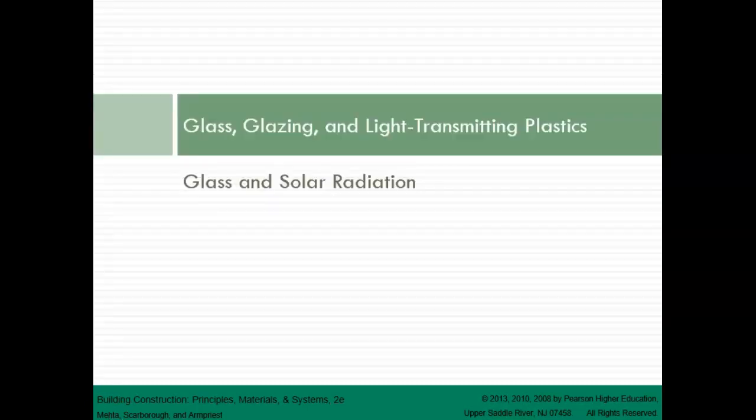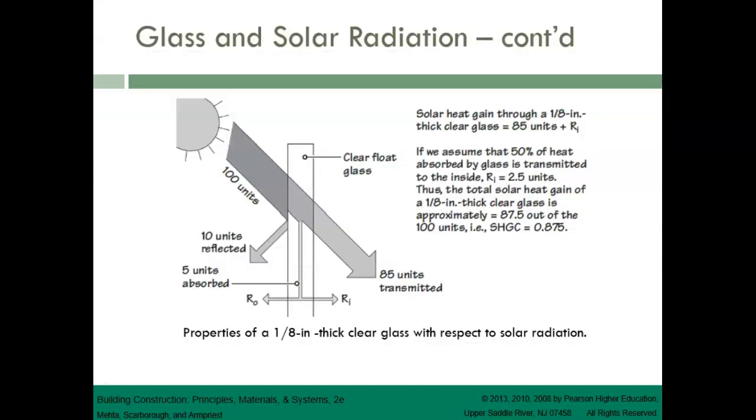Let's take a look at glass and solar radiation. When solar radiation falls on a glass surface, part of it is transmitted through the glass, part is reflected, and part is absorbed by the glass. An 1/8 inch thick clear glass sheet transmits approximately 85%, reflects 10%, and absorbs nearly 5% of solar.